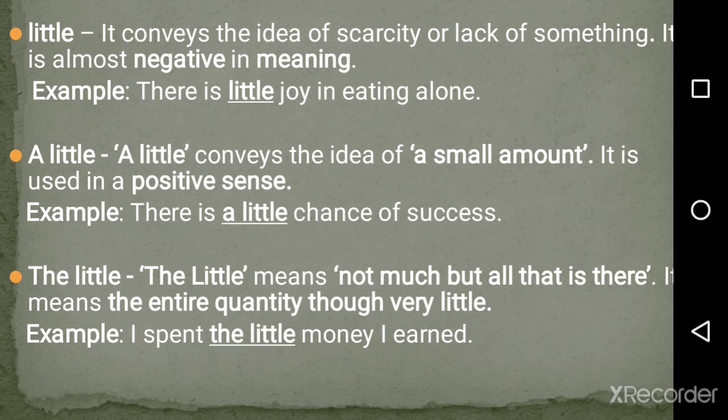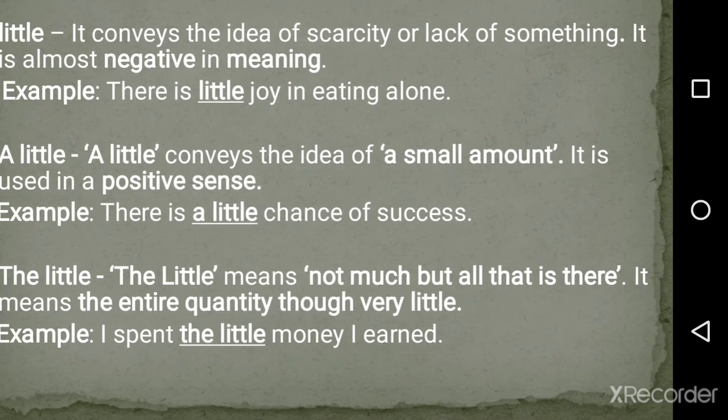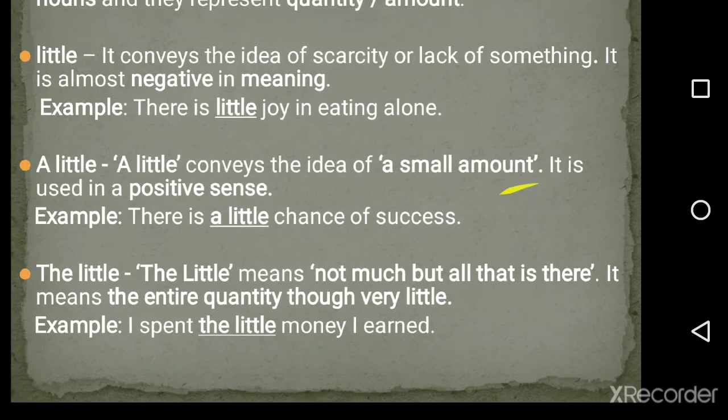The little means not much but all that is there. It means the entire quantity though very little. I spent the little money I earned means जितनी अर्न करी थी वो सारी की सारी, चाहे बहुत थोड़ी थी बट सारी की सारी.